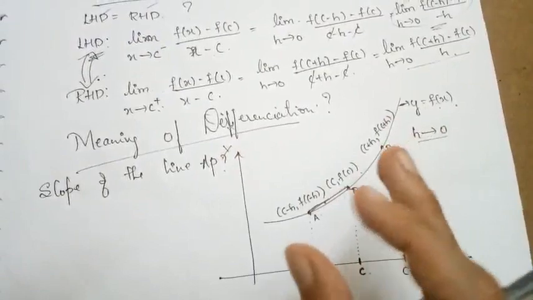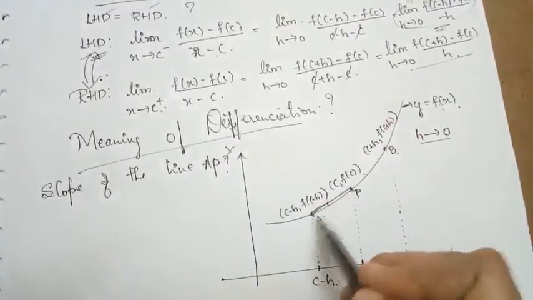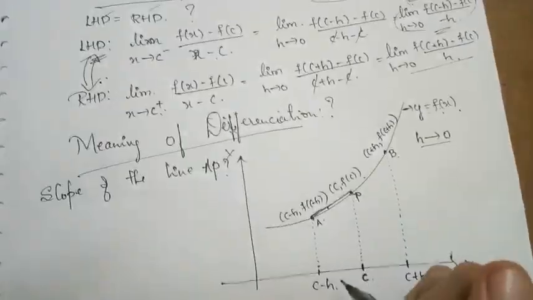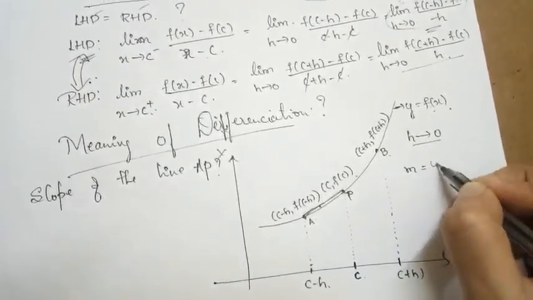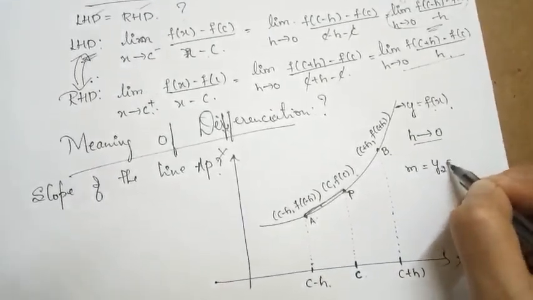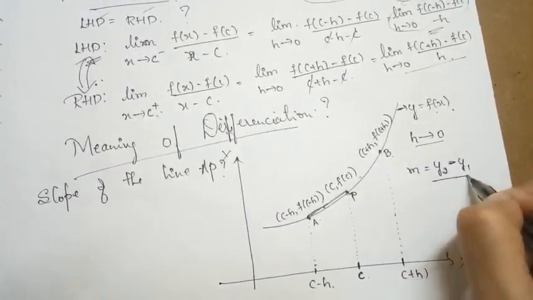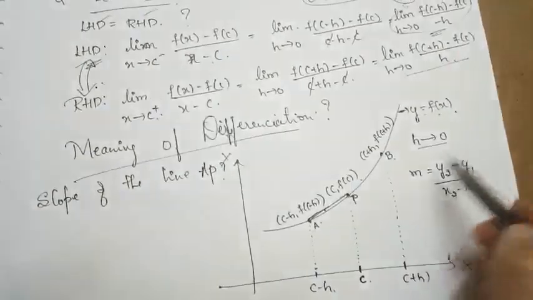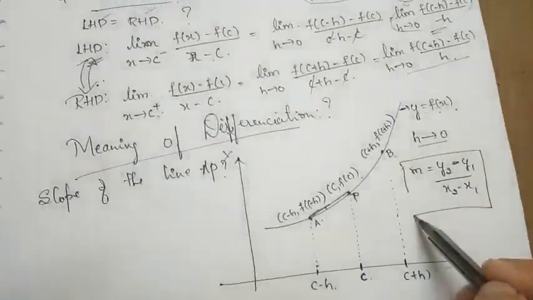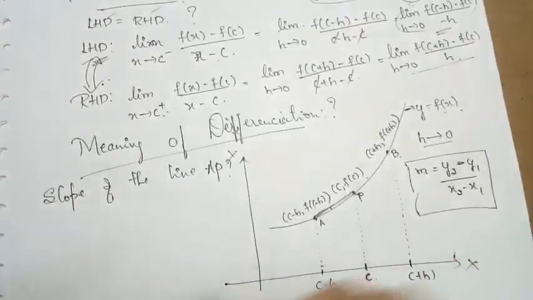Suppose I know the coordinates of two points; through that also we can find the slope of the line. How? We have the formula to find the slope of the line, that is m is equal to y2 minus y1 divided by x2 minus x1. So by using this formula we are going to find the slope of the line AP.